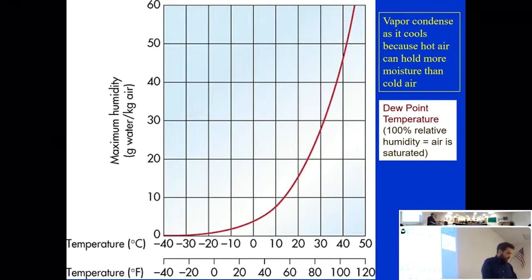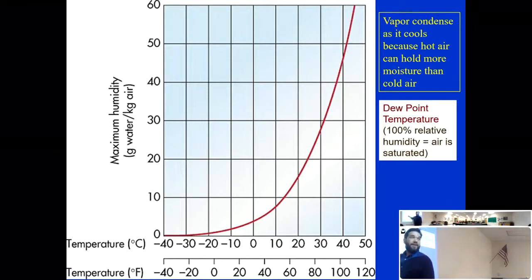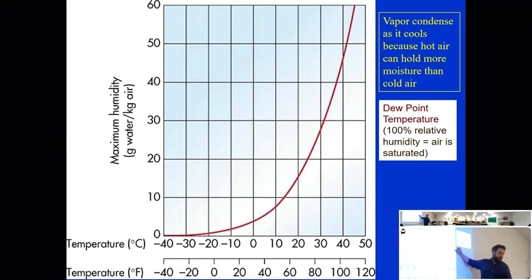So number 15 is asking, what is the dew point of air if it has 15 grams per kg of water vapor? This is 10 grams, this is 20 grams, so 15, we're going to be right around here, right? So at what temperature? You can see it's about right there, 20 degrees Celsius. So that's the dew point. What you figured out with the graph right here is the dew point as a function of temperature.